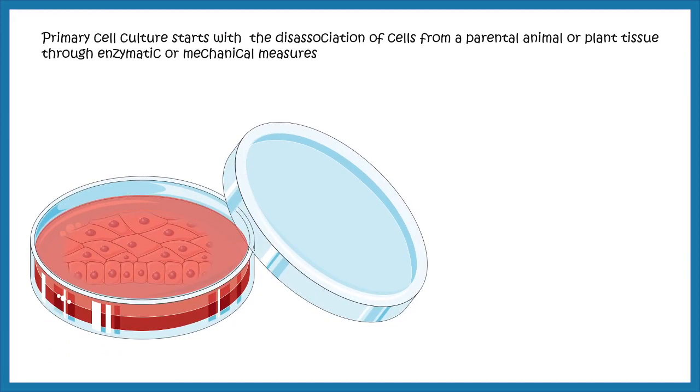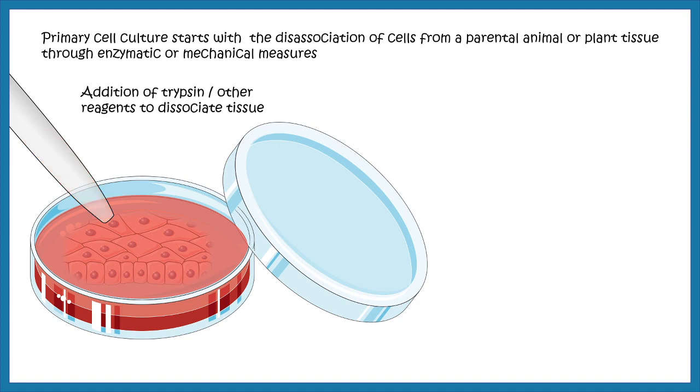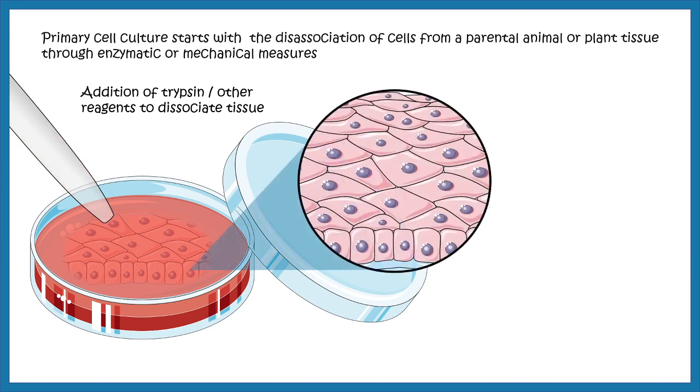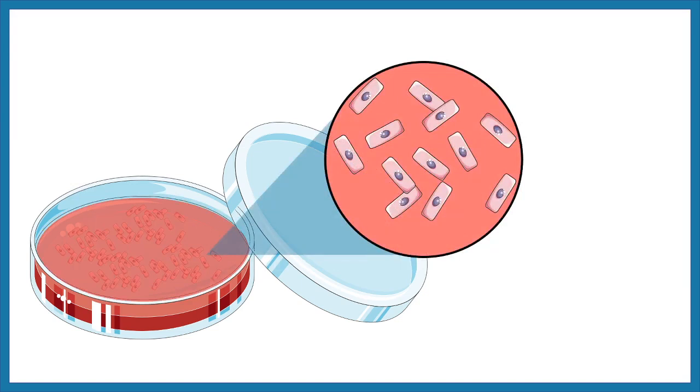First, we would learn about primary cell culture. Primary cell culture starts with the dissociation of cells from a parental animal tissue. It could also be plant tissue, and enzymatic digestion or mechanical digestion is performed to free the cells from these tissue-like settings. Repeated pipetting up and down with trypsin or several enzymes such as accutase, etc. can get rid of this tissue-like organization. Ultimately, it becomes cell suspensions.